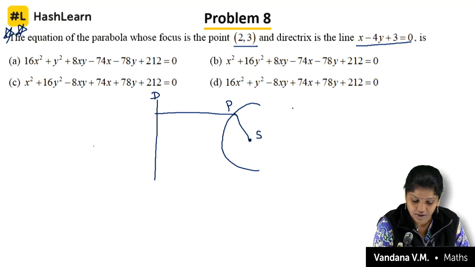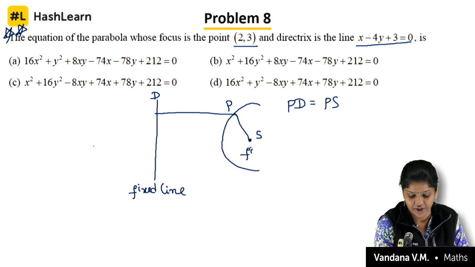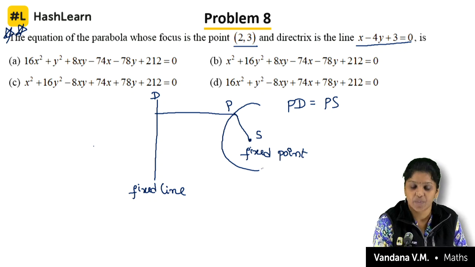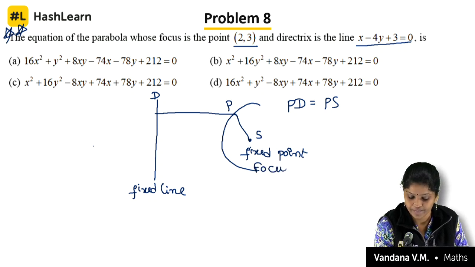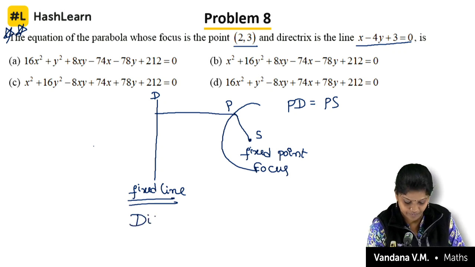So that is, PD must be equal to PS. This is the fixed line. This is the fixed point. The fixed point is called the focus. The fixed line is called what? Directrix.